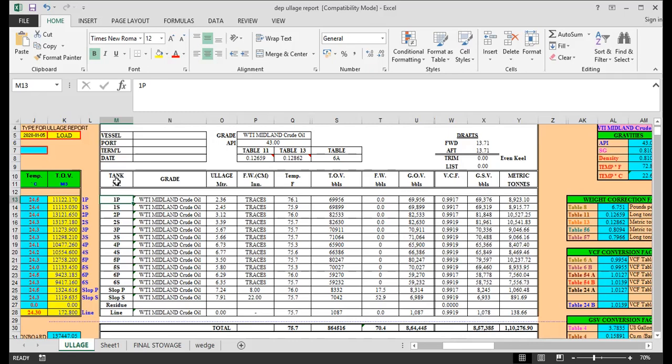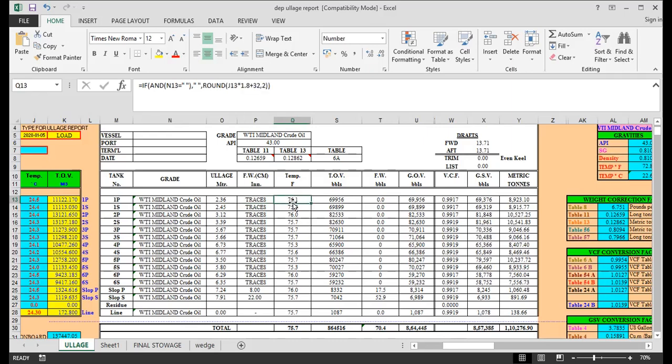Here you write the tank number and the grade. So let's assume tank one port. What is the grade? You can put any grade here, whether it is crude oil or product, whatever the grade is, you put that grade here. Then the ullage that you read from your MMC, you put that ullage. Then if you have any free water, that is always written in sounding, whether 1 centimeter, 2 centimeters, 3 centimeters, you can put those centimeters here.